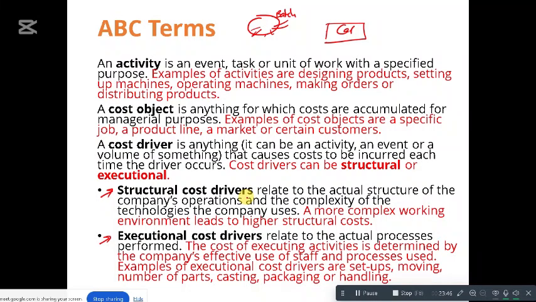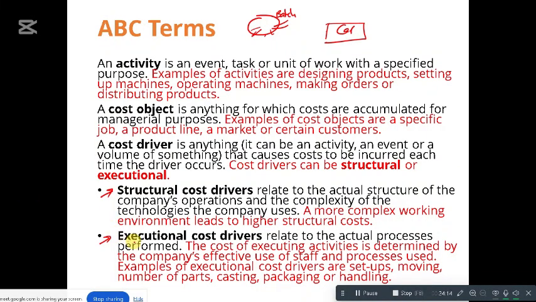Structural cost drivers means not particularly doing an activity. Say for example, even in that case, sometimes design activities we can say more structural. It's not just one execution. They might be, or research. Research is more of a structural thing. It's not just one activity we are doing.